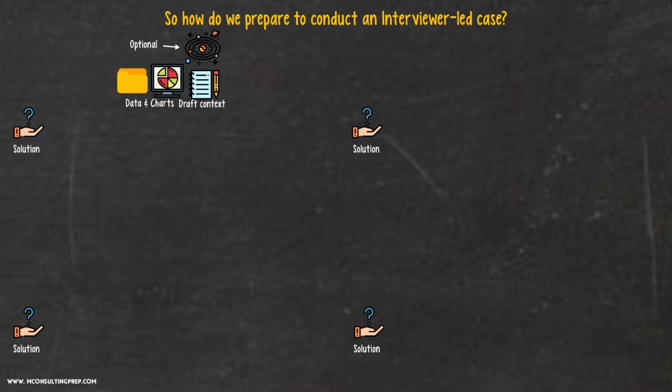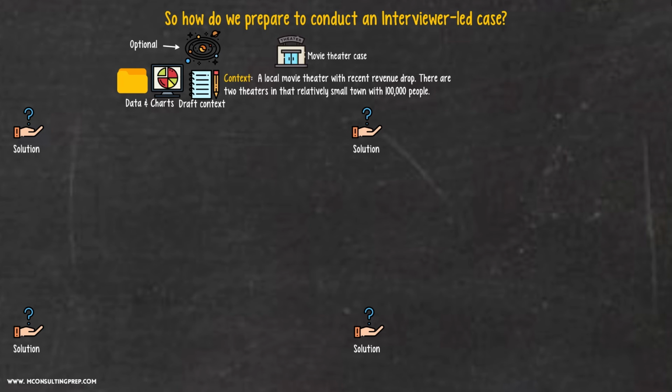For example, let's prepare a case interview with the same movie theater. Context: a local movie theater with recent revenue drop. There are 2 theaters in that relatively small town with 100,000 people.